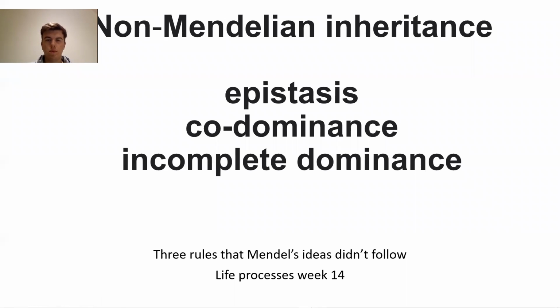So in our last YouTube video, we looked at Mendel's genetics, and now we're going to look at non-Mendelian inheritance, which includes three main things: epistasis, co-dominance, and incomplete dominance. These are the three rules that Mendel's ideas didn't follow.